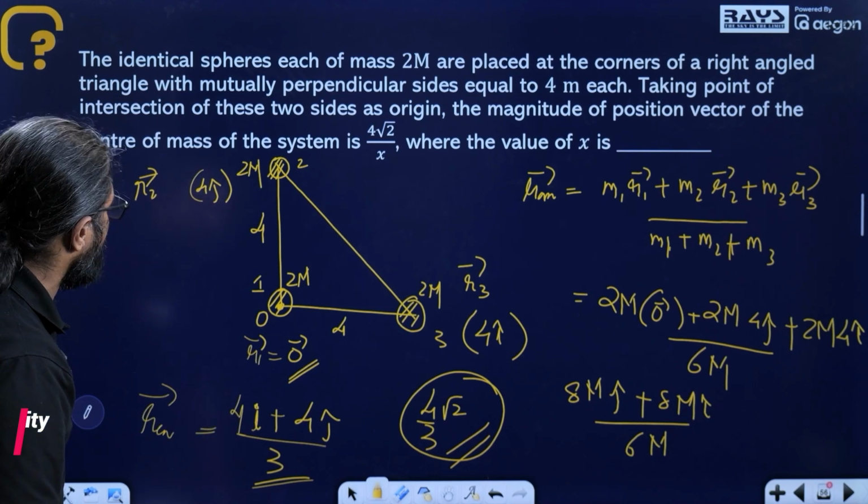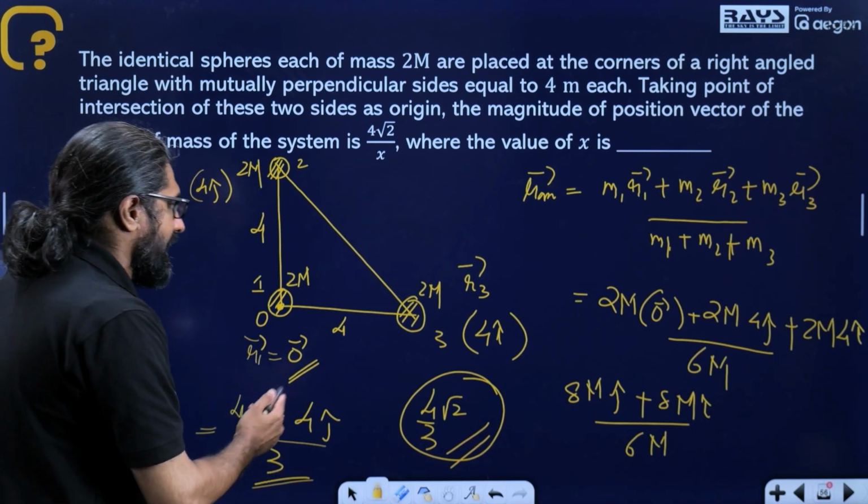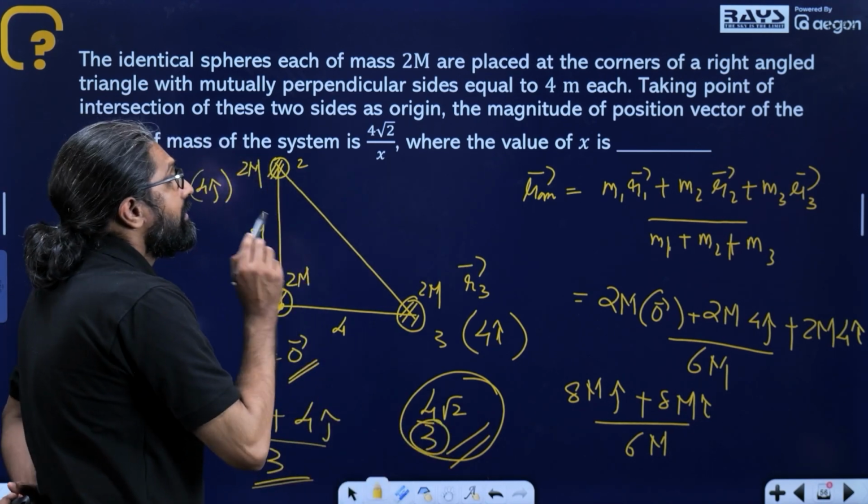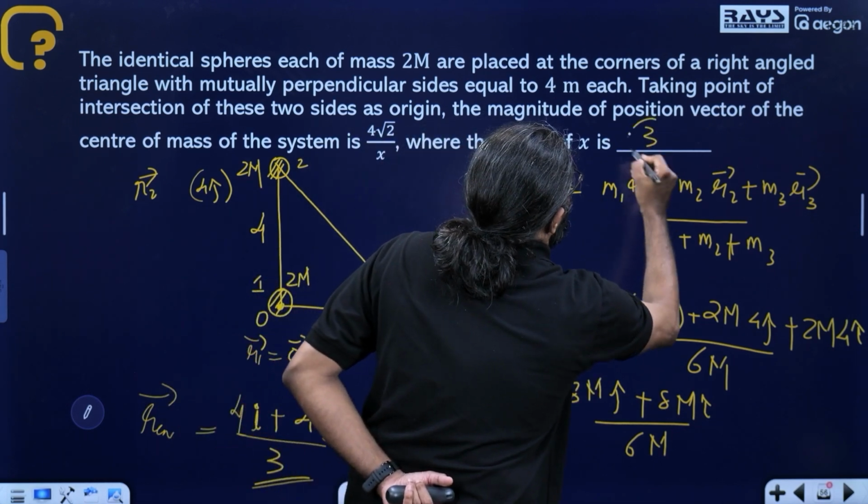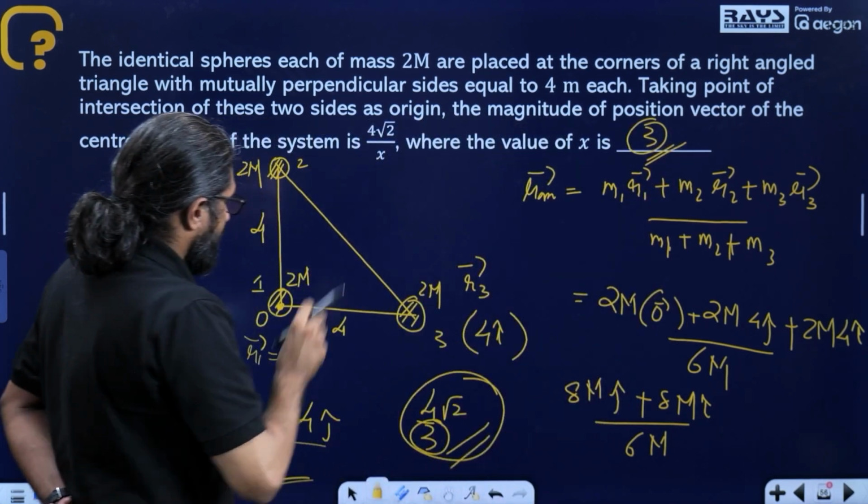The magnitude was said to be 4 root 2 by x. What is x that is asked. So exactly 3 is what stays at the position of x.